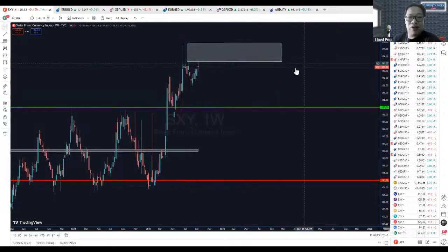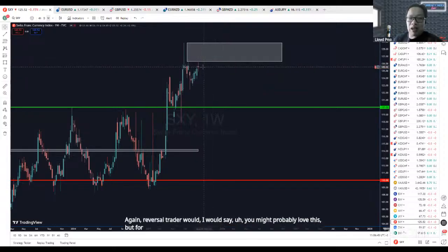right? So I would argue that the Swiss franc actually wants to go lower, but the price action does not have that look at the moment. So again, reversal traders, I would say you might probably love this, but for trend traders like me, I would just stay out at the moment.